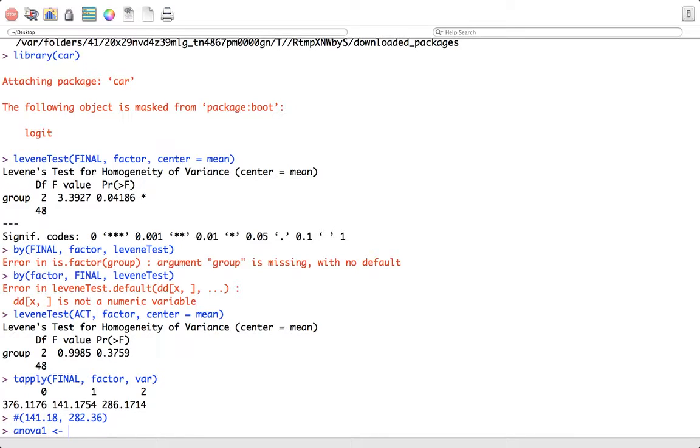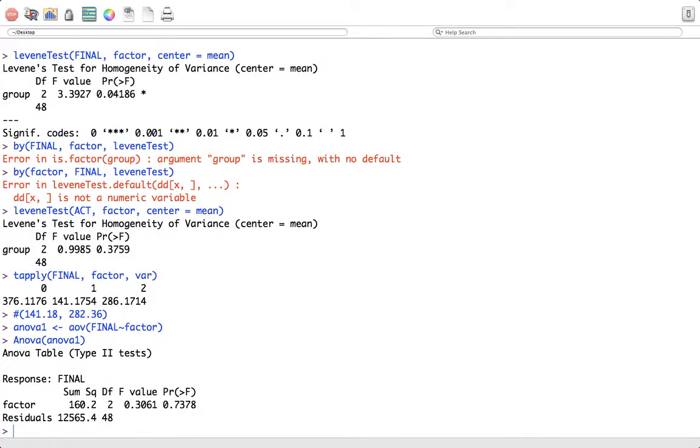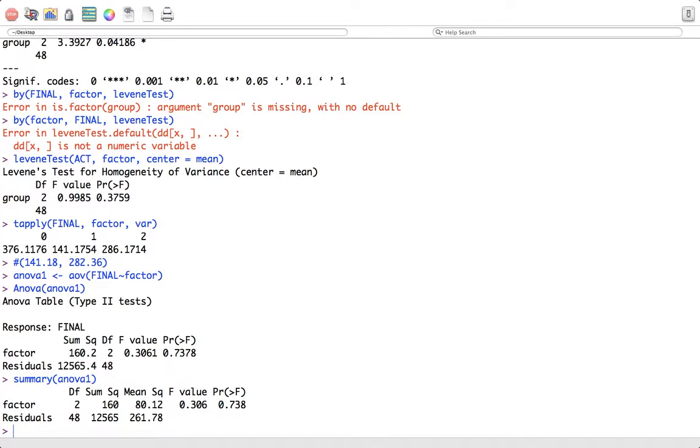So I can run the ANOVA by going aov, and my Y here is final. And I just want to run this over my factor. And what I can do now is run anova of ANOVA 1. And I can see that my ANOVA is not statistically significant. Now, let me be consistent here. I think in the past we've run just a summary, and you can see we're not getting anything different.